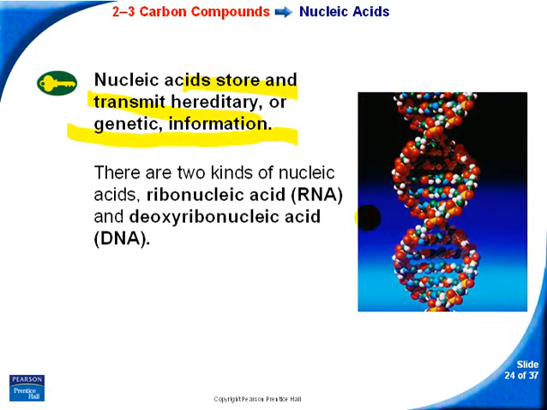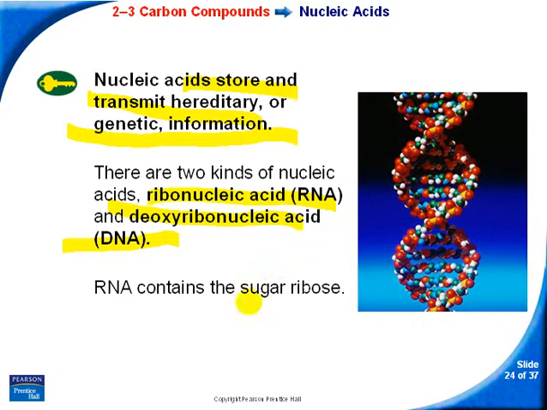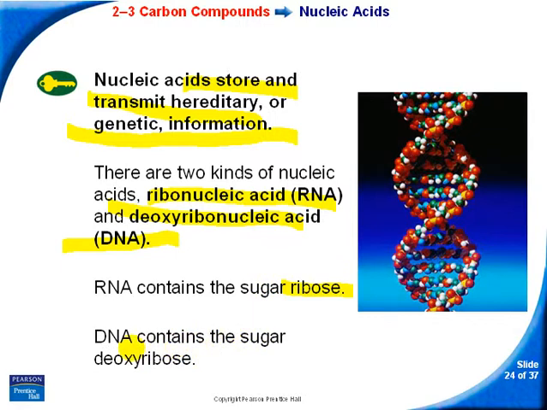This you recognize as DNA. And there are 2 types of nucleic acids: ribonucleic acid and deoxyribonucleic acid, or DNA. And you can see this is a DNA molecule. One of the differences is that RNA contains ribose and DNA contains the sugar deoxyribose.